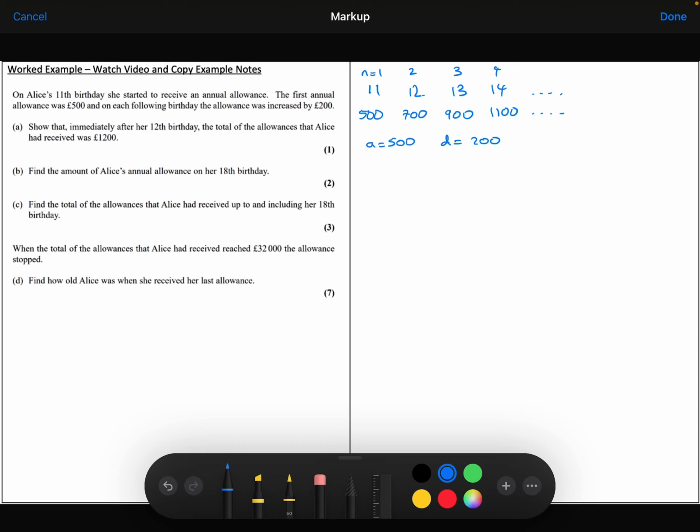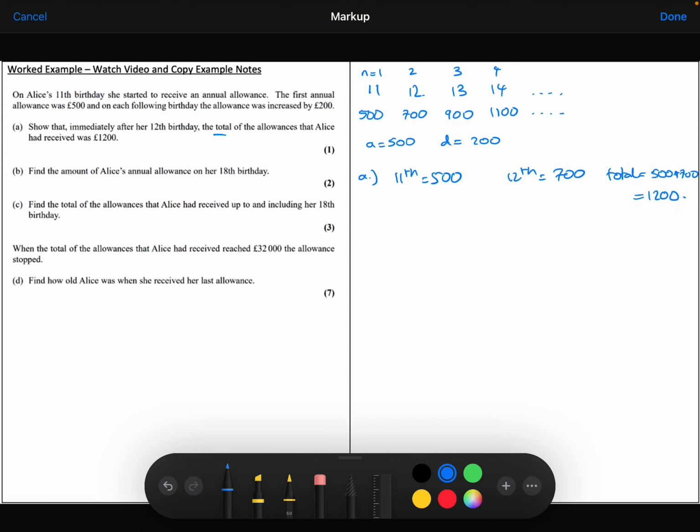Right, part A. Show that immediately after her 12th birthday, the total of the allowances that Alice had received was 1,200. Well, on her 11th birthday, it was 500. Her 12th birthday, it was 700. So the total is 500 plus 700, which is 1,200.